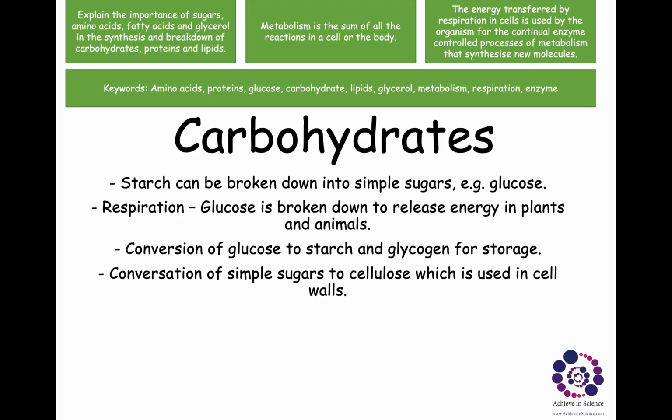So basically, what I'm trying to say in this component is that some of the energy you get for metabolism comes from carbohydrates. When starch is broken down into simple sugars, glucose is broken down in respiration, and glucose is converted to starch, this provides the energy required for metabolism. What I want you to copy is that carbohydrate starch can be broken down to simple sugars. If you copy the first and second lines, that will be sufficient for this section.